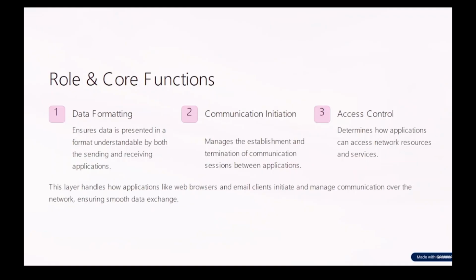Role and core functions: data formatting, communication management, and access control. Ensure the data is presented in a format understandable to both the sending and receiving application. Manage the establishment and transmission of communication sessions between applications. Access control determines how the application can access network resources and services. This layer handles how applications like web browsers and email clients initiate and manage communication over the network, ensuring smooth data exchange.